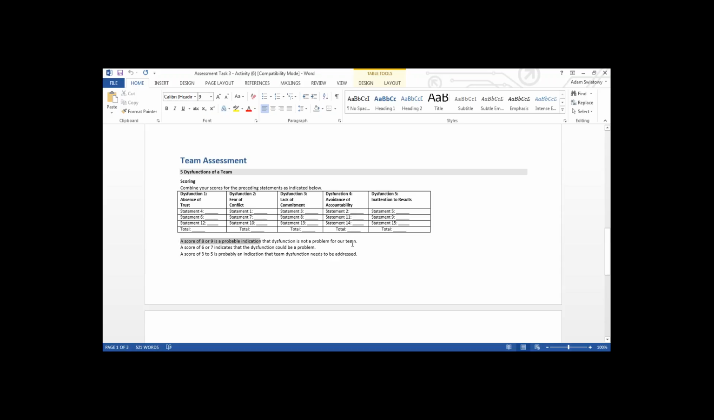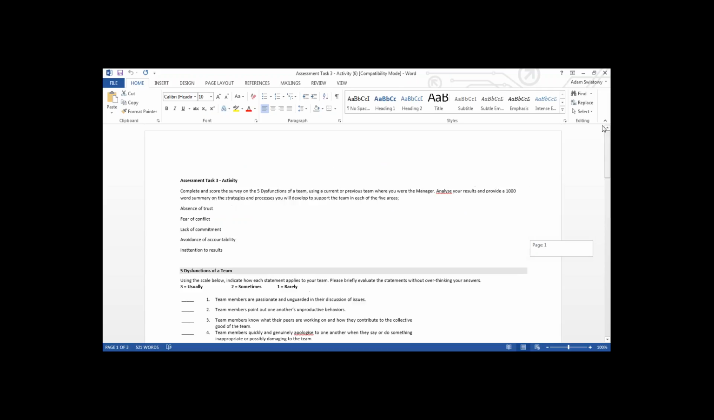A score of 8 to 9 is a probable indicator that the dysfunction is not a problem. A score of 6 or 7 indicates that dysfunction could be a particular problem for that team, and a score of 3 to 5 is probably an indicator that team dysfunction needs to be addressed. So completing this survey is actually quite easy.